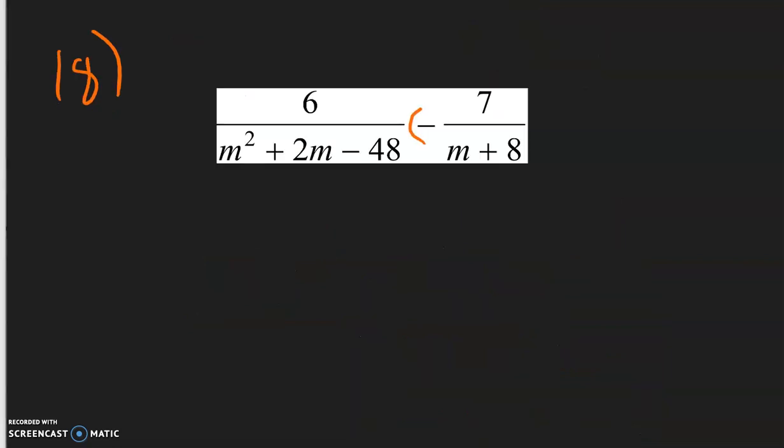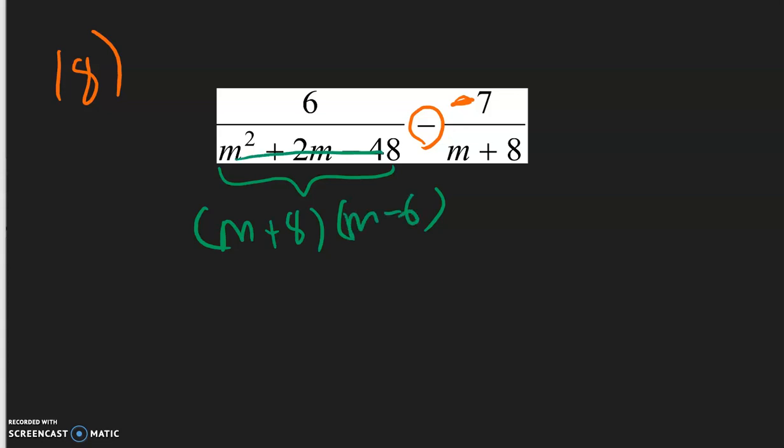So here for number 18, we have this negative sign, so let's change that 7 to a negative 7. And we need to factor this part. So what we get is m plus 8 and m minus 6. So I'm going to put parentheses around this to show that this is one single factor. So now look at all the factors we have. We have an m plus 8 and m minus 6.